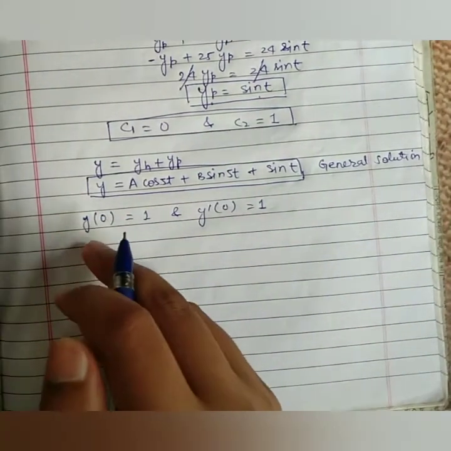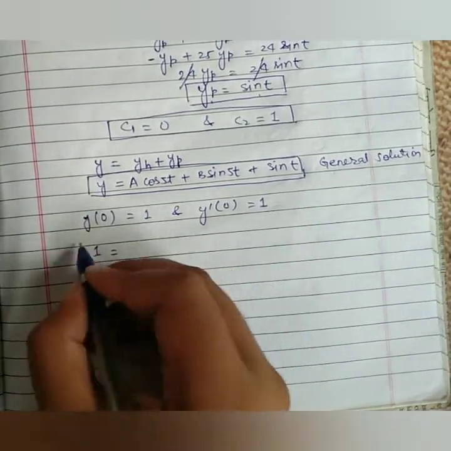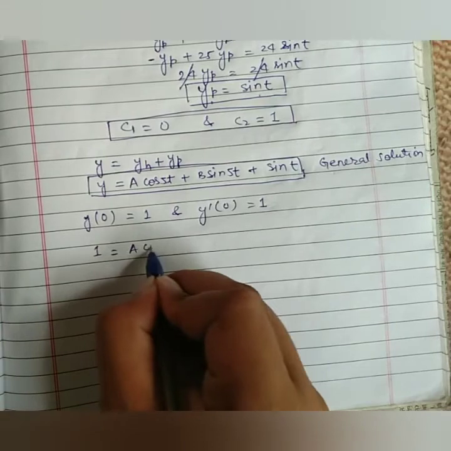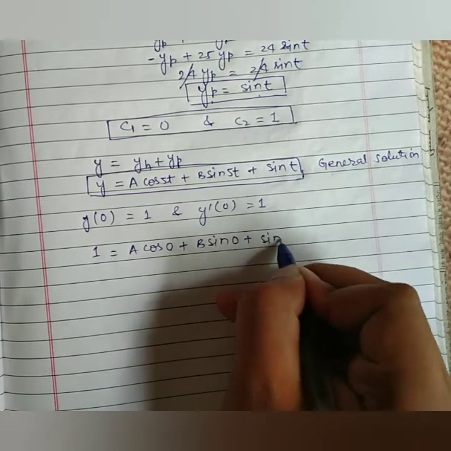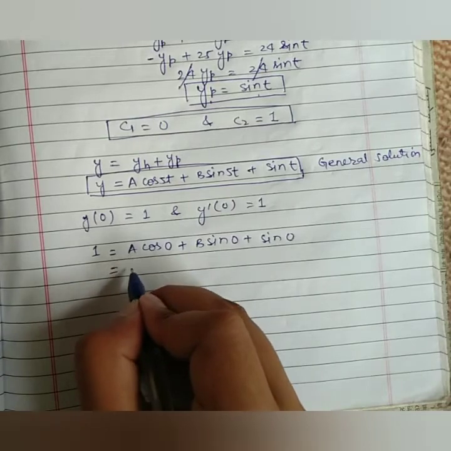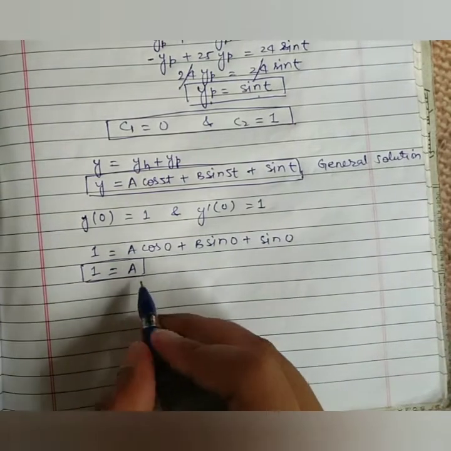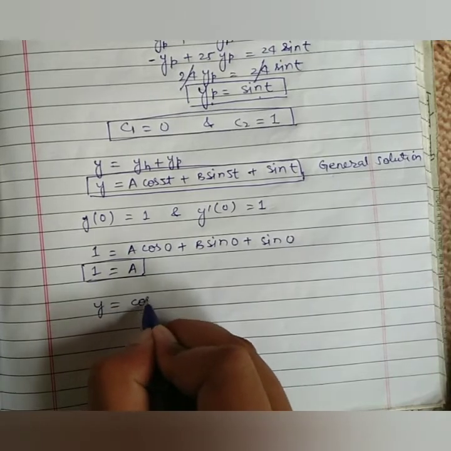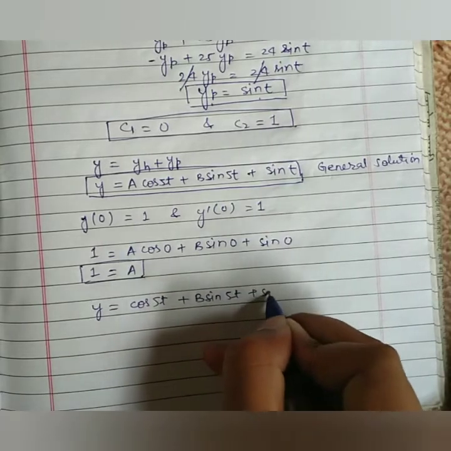So when we put y(0) equals 1, we can write 1 equals, when we put t equals 0, a cos 0 plus b sin 0 plus sin 0. Then cos 0 equals 1, so we can write a equals 1. So when we put a equals 1 in this equation, we can write y equals cos 5t plus b sin 5t plus sin t.